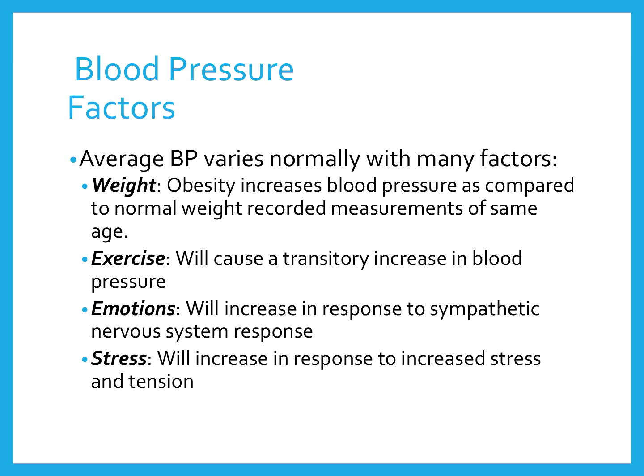Other things that affect blood pressure are weight. Obesity increases the blood pressure compared to a normal weight, recorded measurements of the same age. Exercise, of course, will increase cardiac output and stroke volume and increase our blood pressure. Emotions and a stress response will increase vasoconstriction and hence increase the blood pressure. And that goes along with stress. The stress response increases the tension in the body, with vasoconstriction and the sympathetic nervous system all working together.